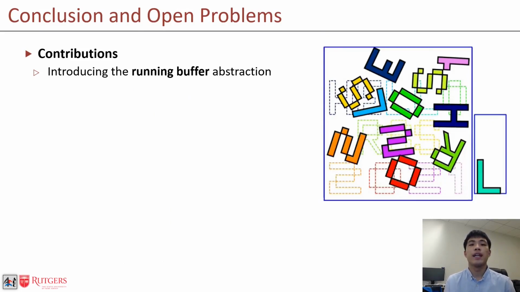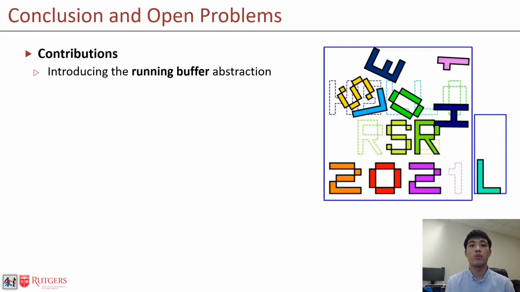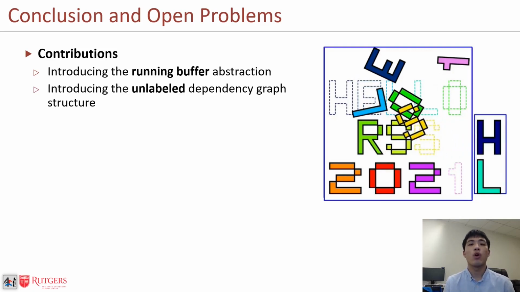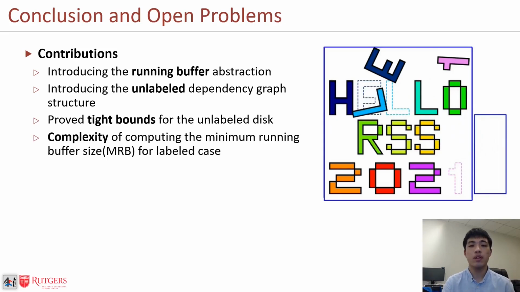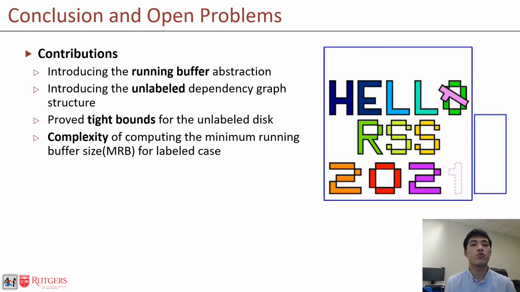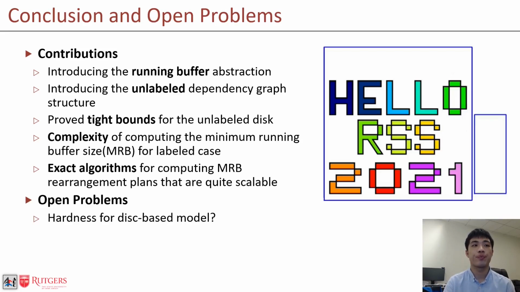To conclude, in this paper, we proposed a running buffer problem in a tabletop rearrangement setup. We also proposed a graph representation for the unlabeled case. Based on the dependency graph structure, we proved important structural properties of the problems and designed several exact algorithms for computing the optimal rearrangement plans, minimizing the number of running buffers.